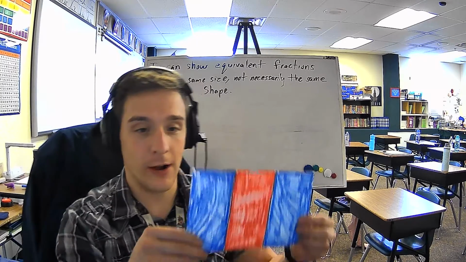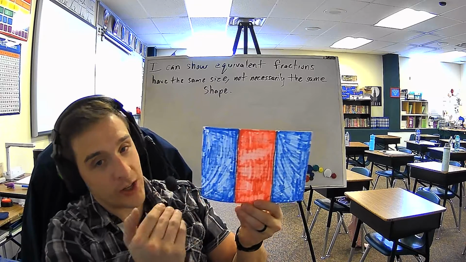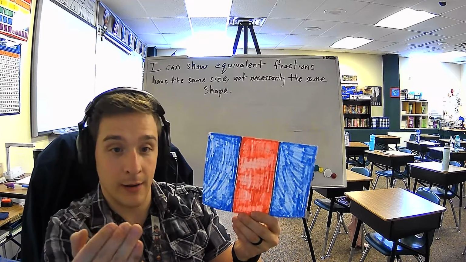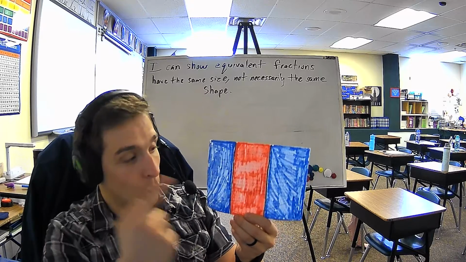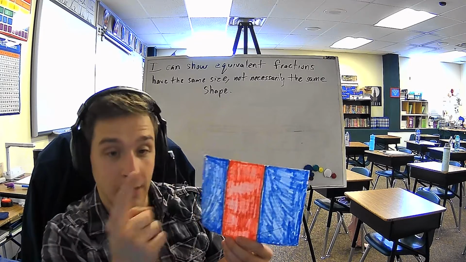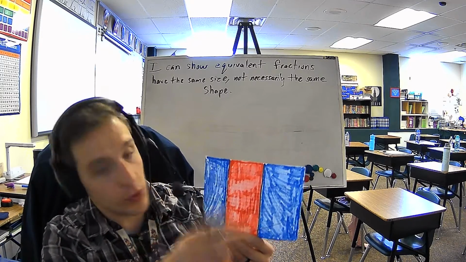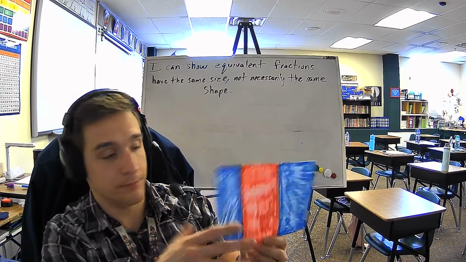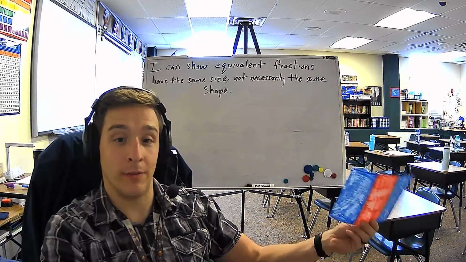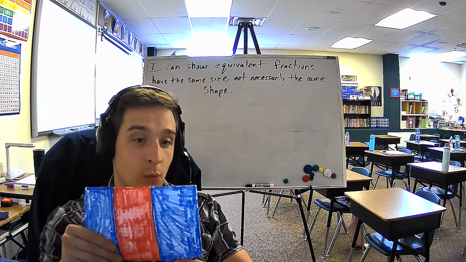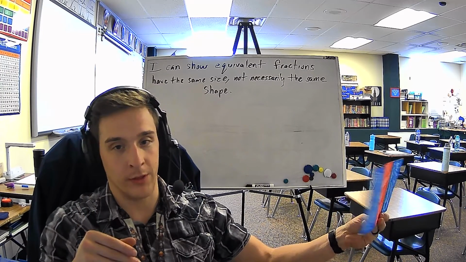So I can go ahead and ask, what fraction of this is red? And you can say, well, there's 1, 2, 3 pieces, and one of those three is red. So 1/3 of this is red. Well, 2/3 of it is blue. Now, if I had an identical one of these, they would be equivalent fractions. This one would say 1/3. This one would be 1/3 for red.